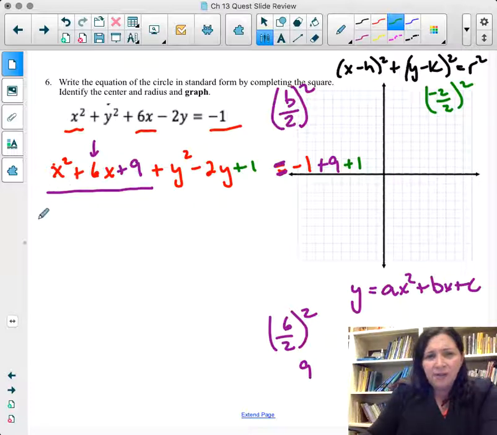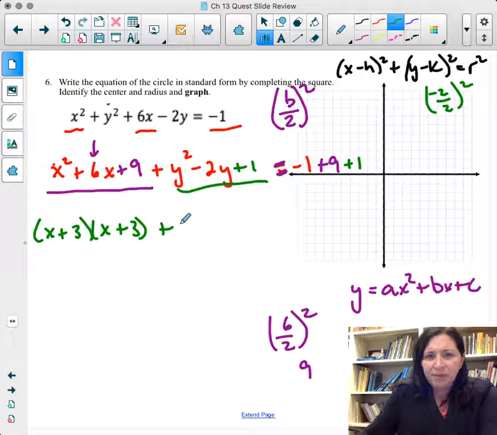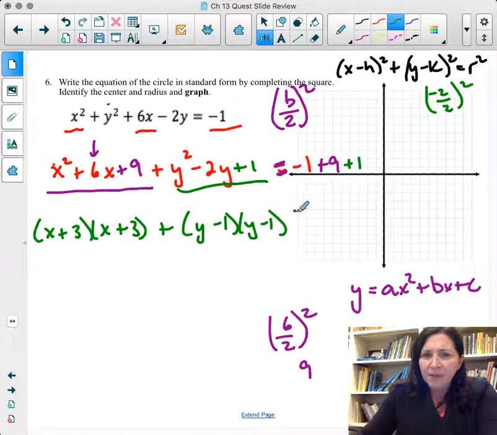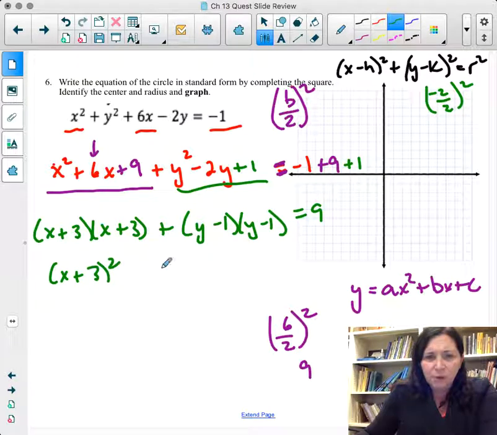If you look at this, this is actually going to factor into a perfect square. See that, x plus 3, x plus 3. And likewise with this, you're going to have y minus 1 times y minus 1. And then here, you're going to get 9. This is rewritten as x plus 3 quantity squared plus y minus 1 quantity squared is equal to 9.